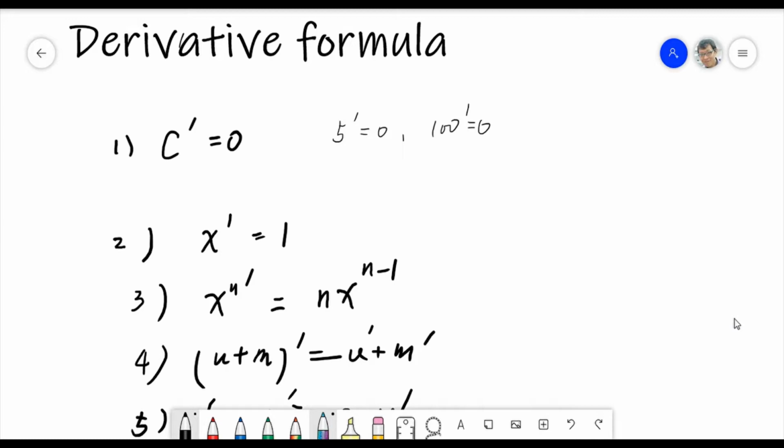How do we understand this? Think about the meaning of derivative. A derivative is like the change of the speed over the change of the time. So since a constant never changes, of course there is no kind of acceleration, right?